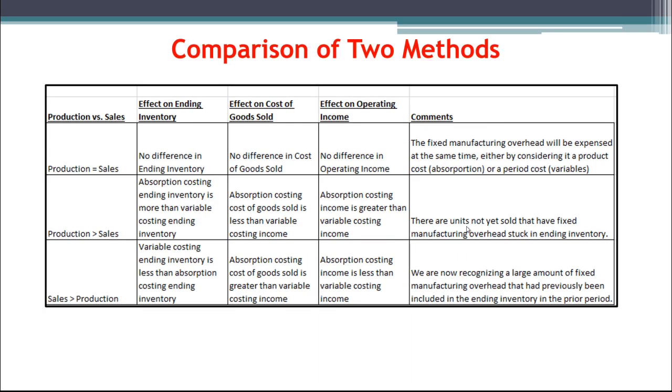And now we'll go ahead and wrap it up with a nice comparison of the two different methods. So depending on those three scenarios, production equals sales, production is greater than sales, or production is less than sales, you can see how it impacts ending inventory, how it impacts the cost of goods sold, and of course, whatever it does to cost of goods sold, it's going to do the exact opposite to operating income. And then there were some various comments related to that. So hopefully this has helped to clarify these two important concepts, the cost of goods sold or cost of goods manufactured statement and the variable versus absorption income statements.